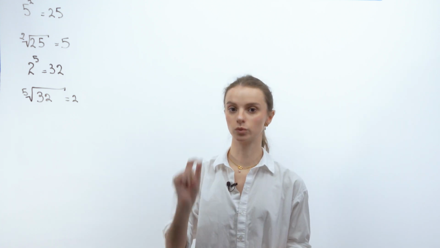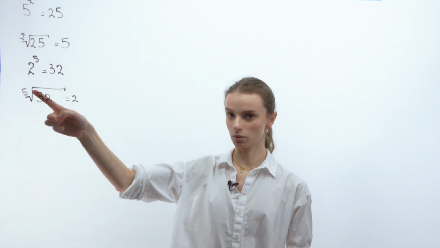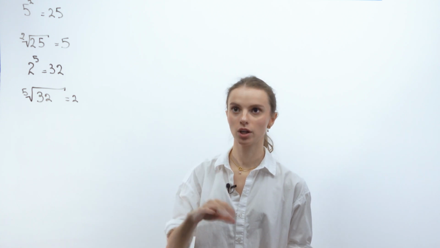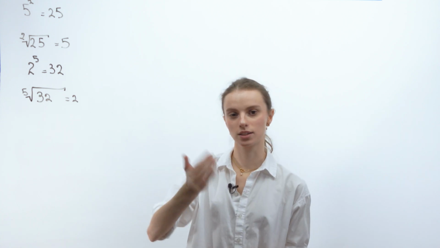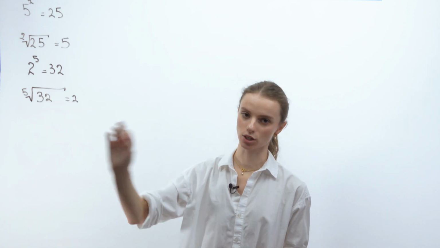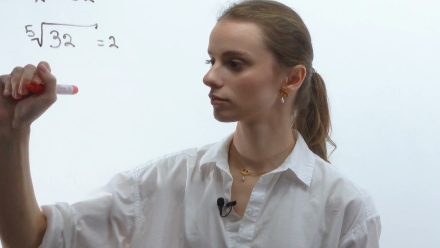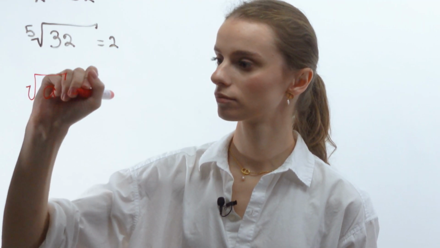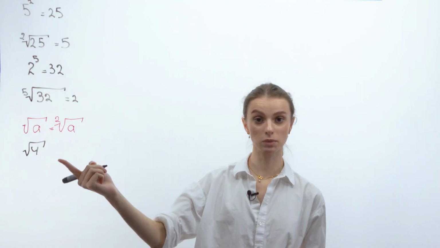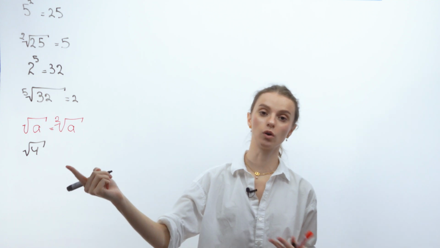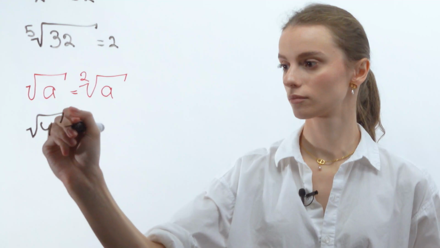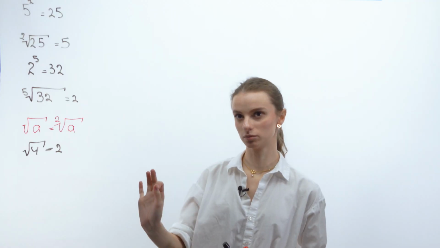One very important rule to note. If you do not see a number by the root like 5 or 2, that number is actually 2. Just like a with no power is the same as a to the first power. Same here. If you do not have a number here, the number is actually 2. You're taking a square root. For example, this means you're taking a square root of 4. So what number do you need to multiply by itself twice to get to 4? That number is 2.